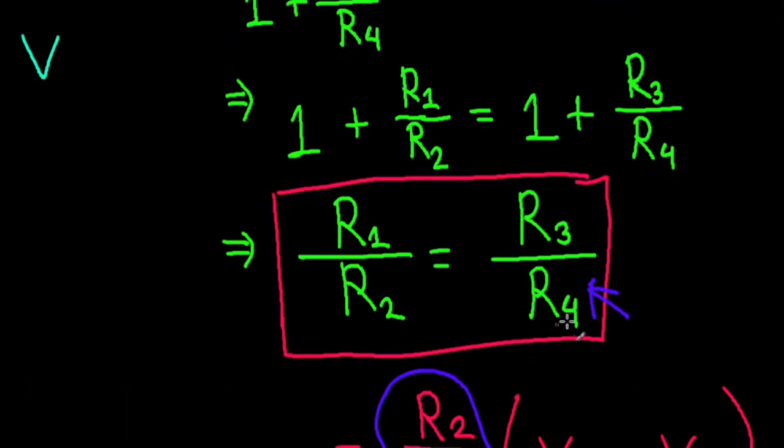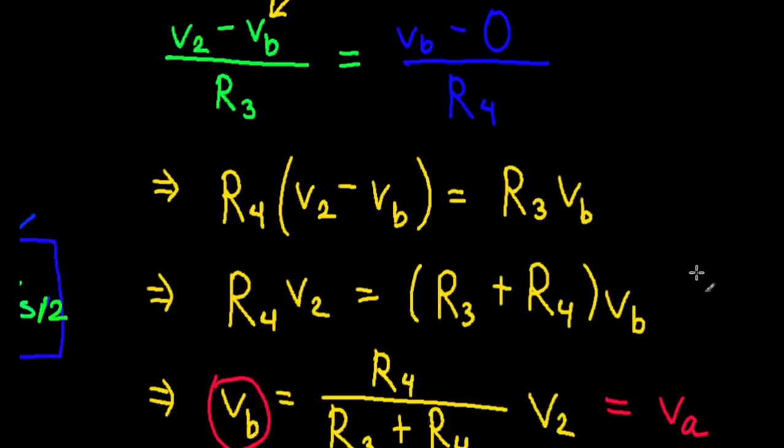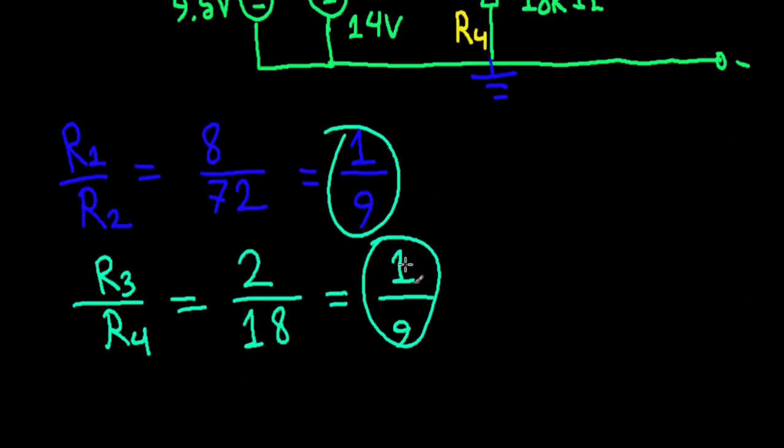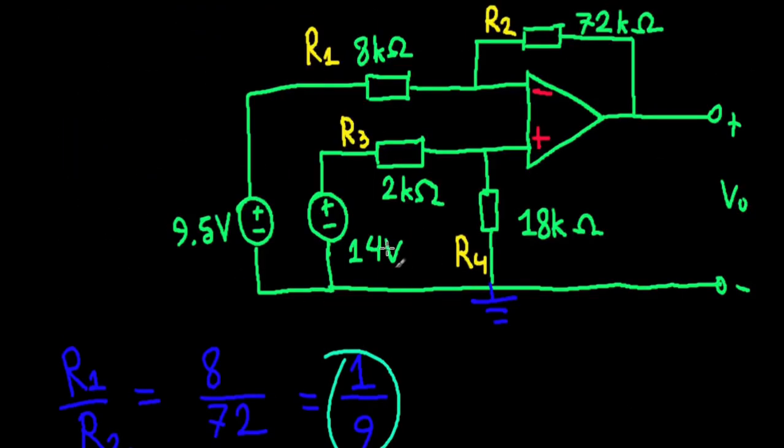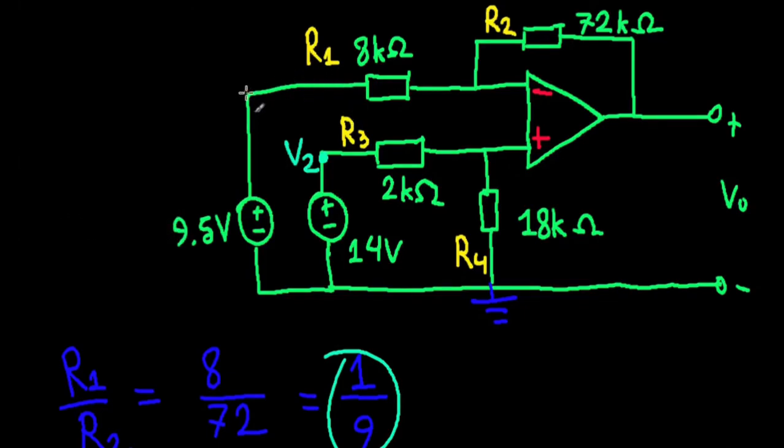R1 by R2 equals R3 by R4. And if that's the case, our formula is much simpler. Also, we should label these. This is the voltage that's connected to, or corresponds to, the non-inverting input. That's our V2. We need to be careful about that. And the one corresponding to our inverting input, that's V1. So we see that V1 is this and V2 is 14 volts right here.